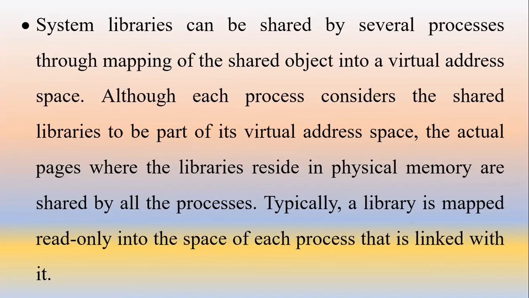System libraries can be shared by several processes through mapping of the shared object into a virtual address space. Therefore, although each process considers the shared libraries to be part of their virtual address space, the actual pages where the libraries reside in physical memory are shared by all the processes. Typically, a library is mapped read-only into the space of each process that is linked with it.